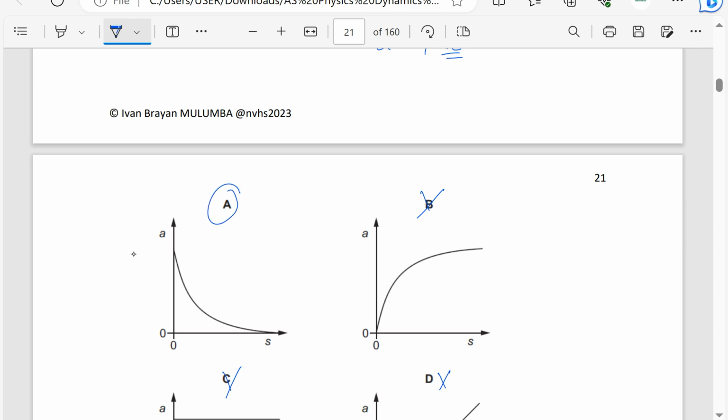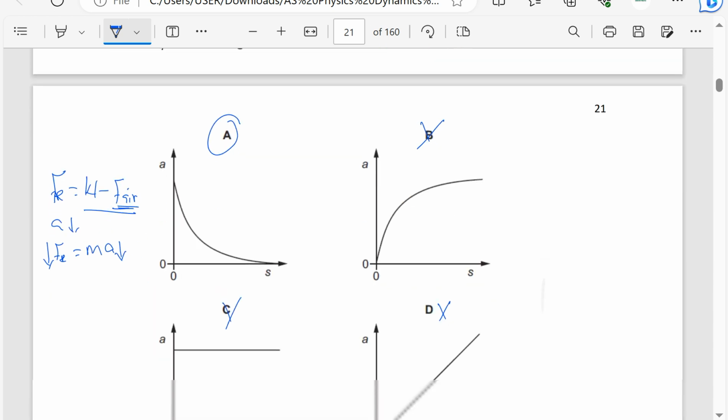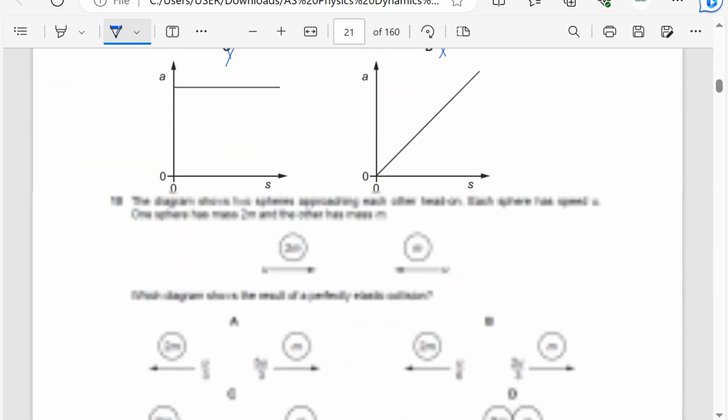The acceleration decreases because the resultant force becomes smaller, simply because air resistance increases. And remember, the resultant force is always the weight minus the force due to air resistance. When the force due to air resistance becomes bigger, the difference becomes smaller, and the difference is the resultant force. When the difference becomes small, it means the acceleration decreases because the resultant force is mass times acceleration. As this decreases, a should also decrease. So that means the answer is A.